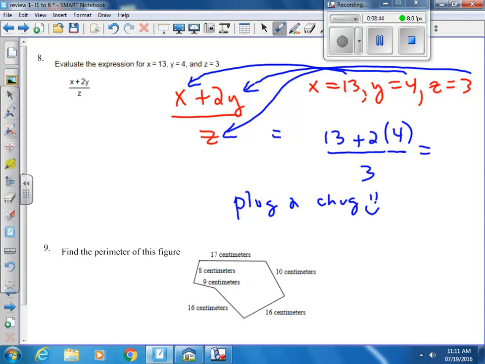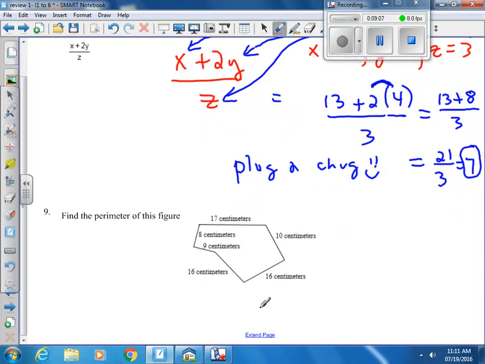All right, now let's clean that up. Make sure you do order of ops though. Multiplication dominates. So 2 times 4 is 8. So you have 13 plus 8 all over 3. So you have 21 over 3, which means 21 divided by 3, which is 7.